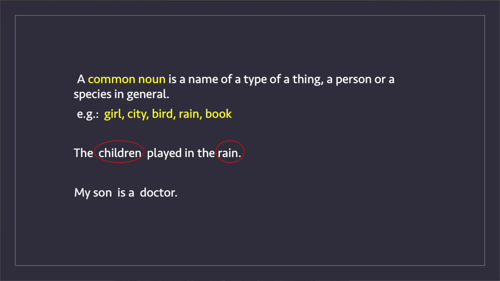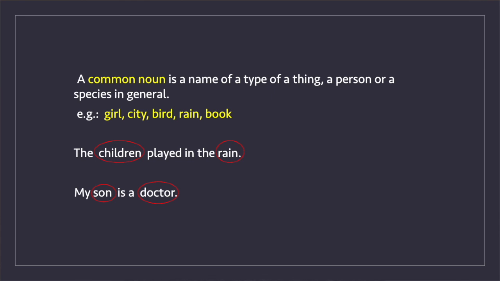So my son has a name, but I haven't mentioned it here. So son is not a proper noun, it's a common noun. And the same goes with doctor. There are many doctors in the world. I didn't specify the name of this particular doctor. So son and doctor both are common nouns.